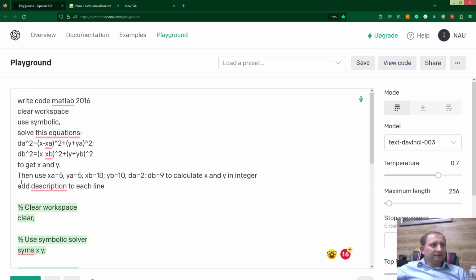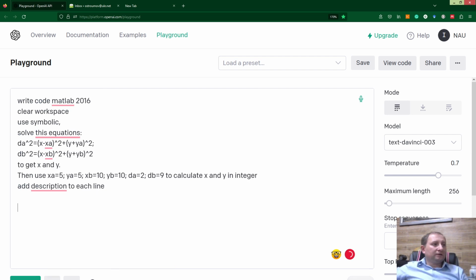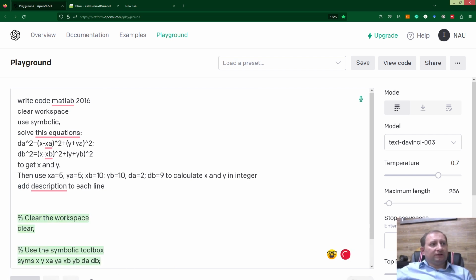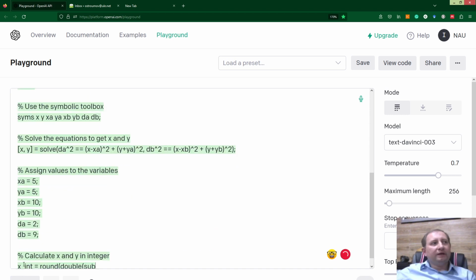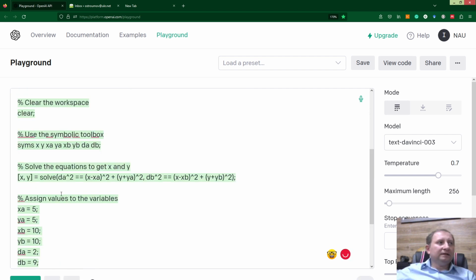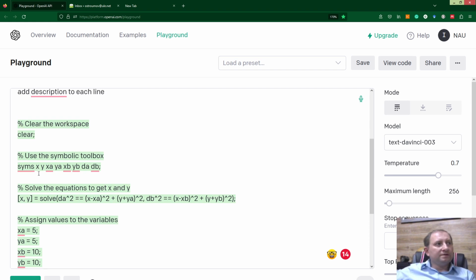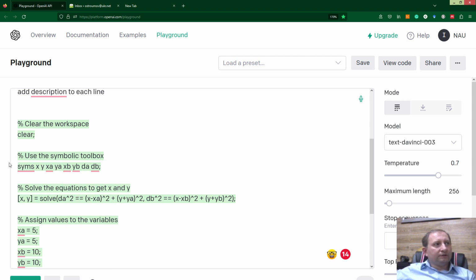Thus, let's try to regenerate it one more time, because you remember each time when we run it, ChatGPT tries to give us something else, because it tries to find a new way how it can help us. And in this case, we have also clear, and also we've got identification of symbolic variables. Yes, I like it. Then we have a solution of our navigation equations.